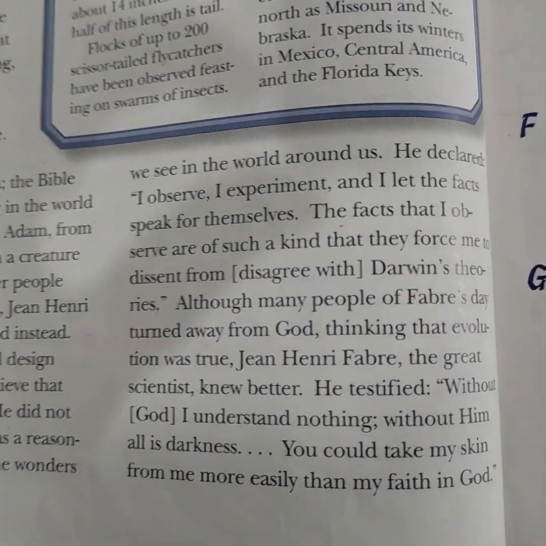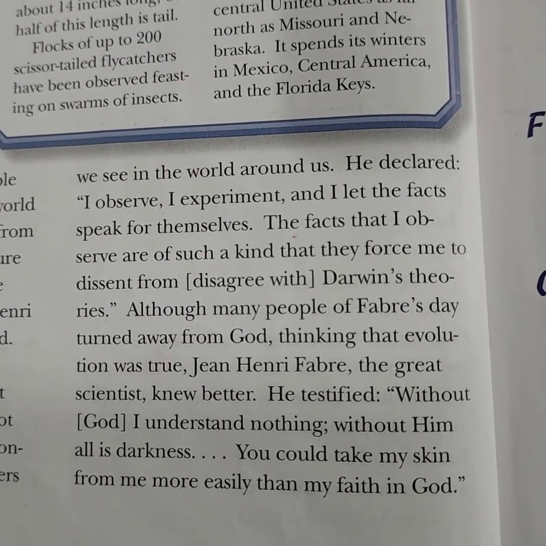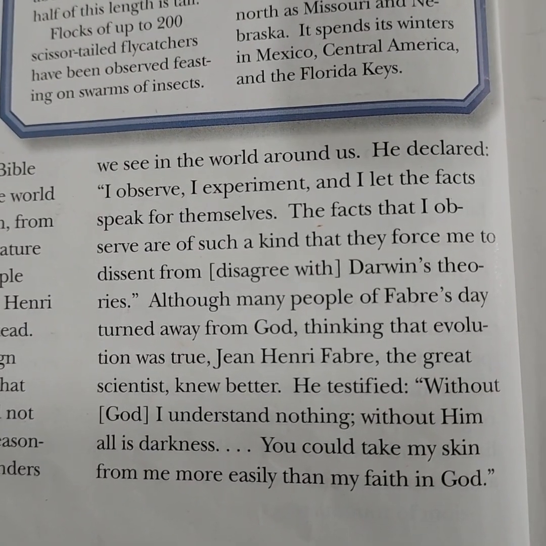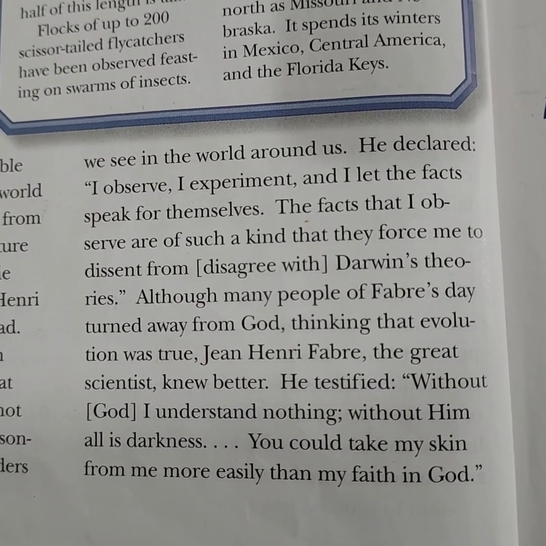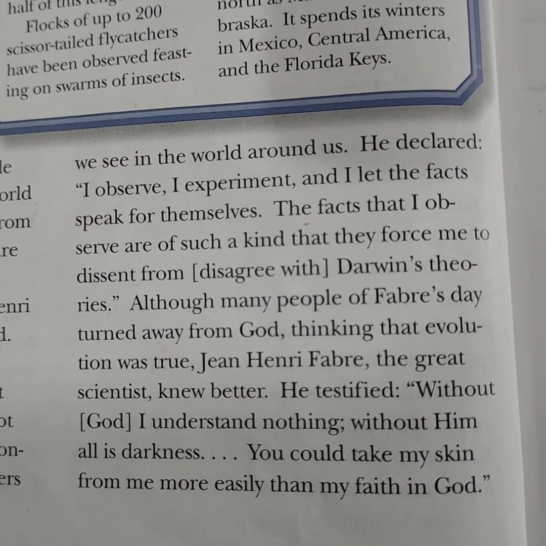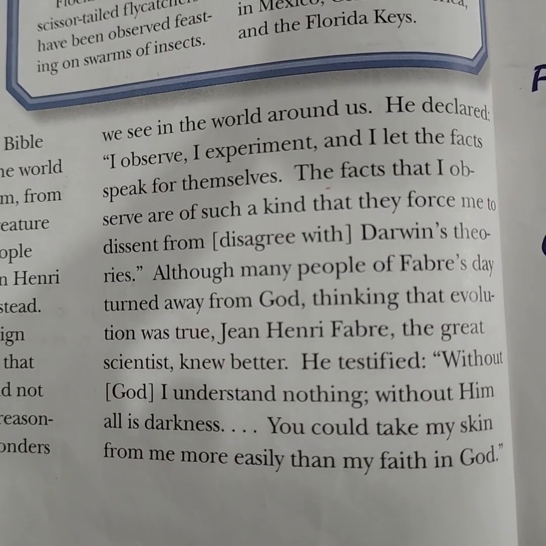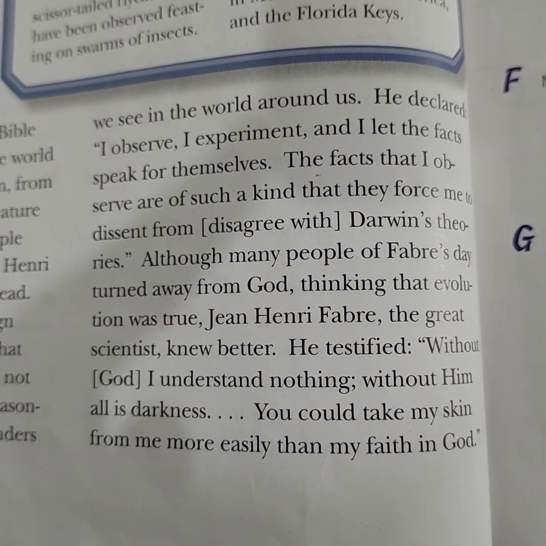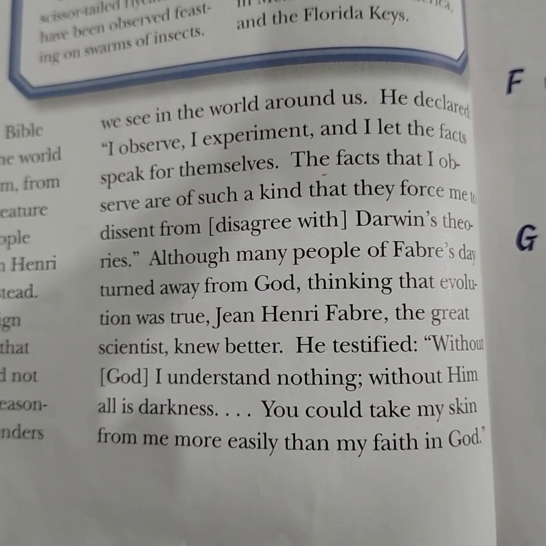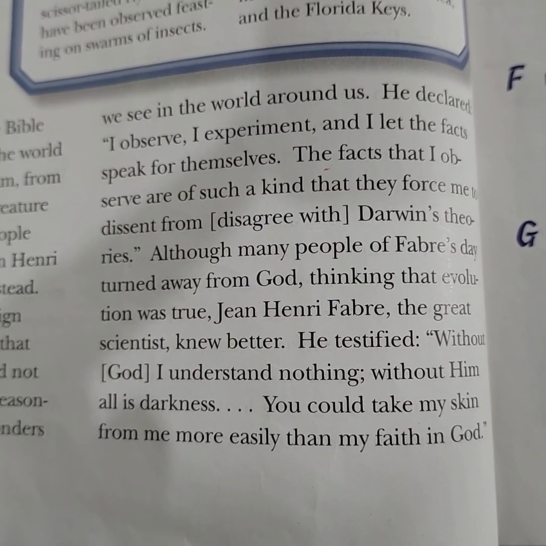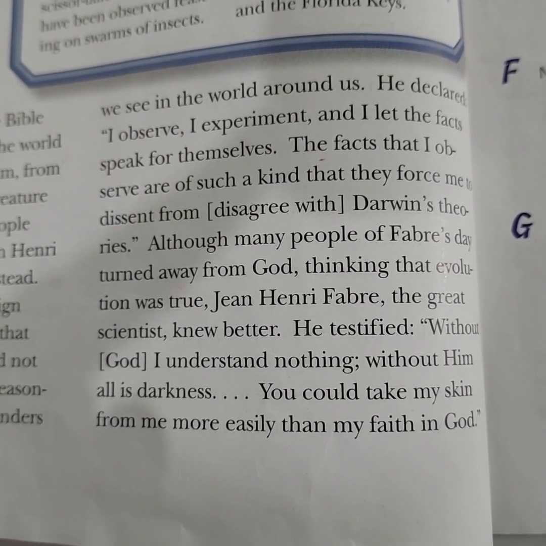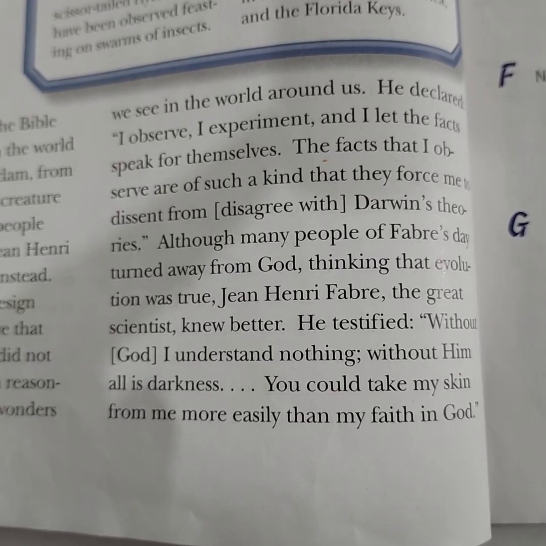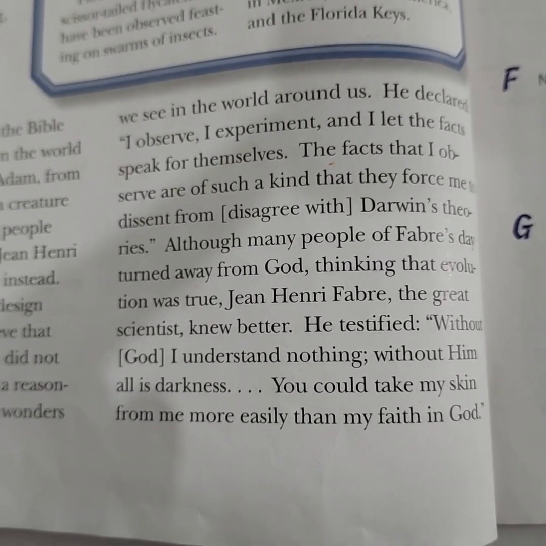He declared, "I observe, I experiment, and I let the facts speak for themselves. The facts that I observe are of such a kind that they force me to dissent from, or disagree from, Darwin's theory." Although many people of Fabre's day turned away from God thinking that evolution was true, Jean-Henri Fabre, the great scientist, knew better. He testified, "Without God, I understand nothing. Without him, all is darkness. You could take my skin from me more easily than my faith in God."